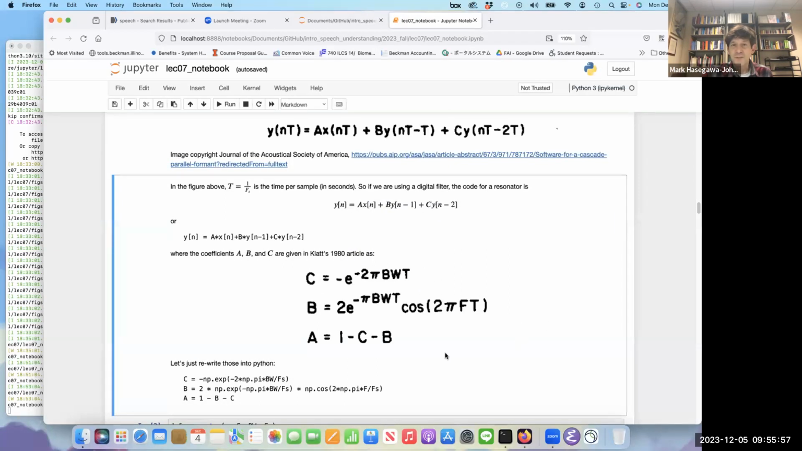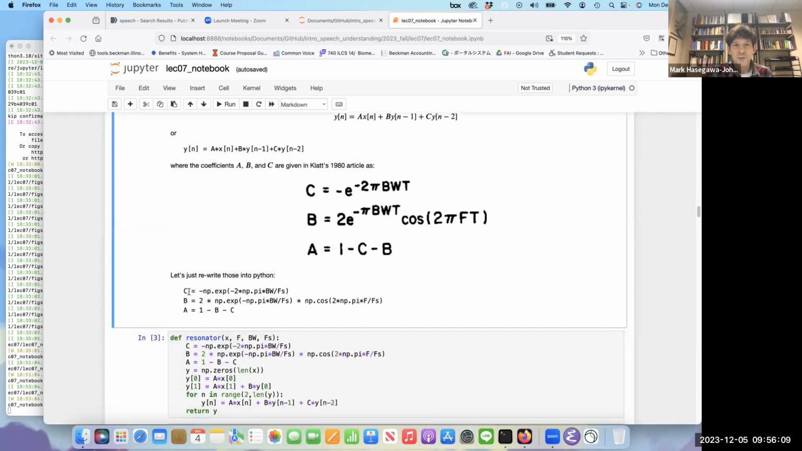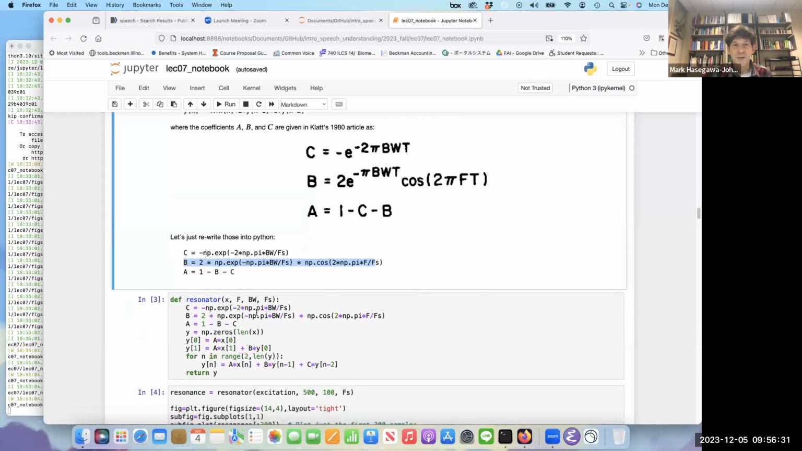The coefficients are given by these formulas. BW is the bandwidth of that resonance in hertz. F is the frequency of that resonance in hertz. So C is equal to negative exponent of 2 pi BW over Fs, and B is equal to 2 times e to the minus pi BW over Fs times the cosine of 2 pi times F over Fs. And A is 1 minus B minus C.